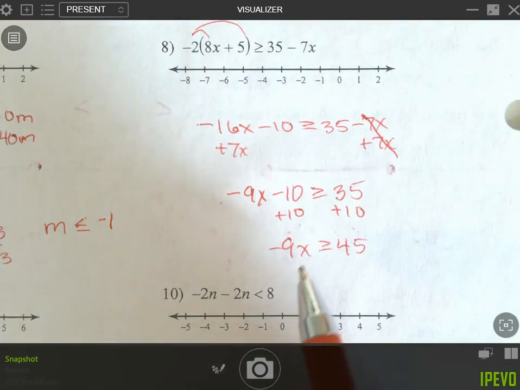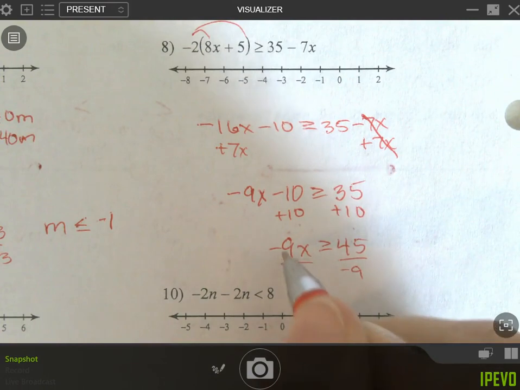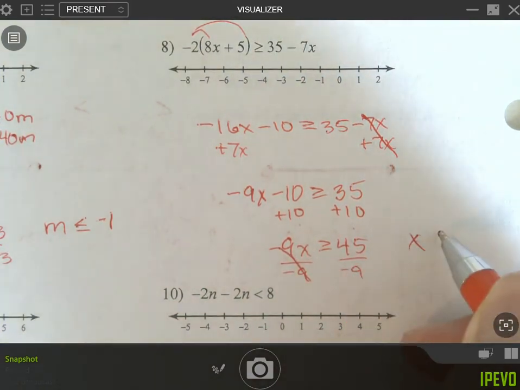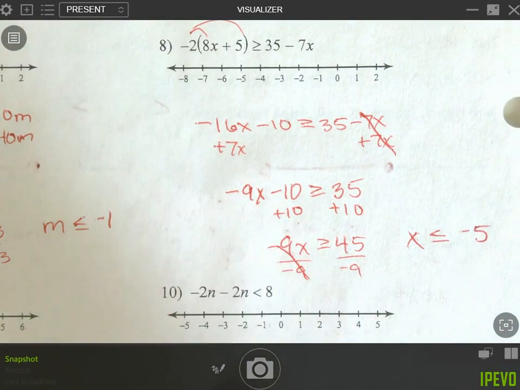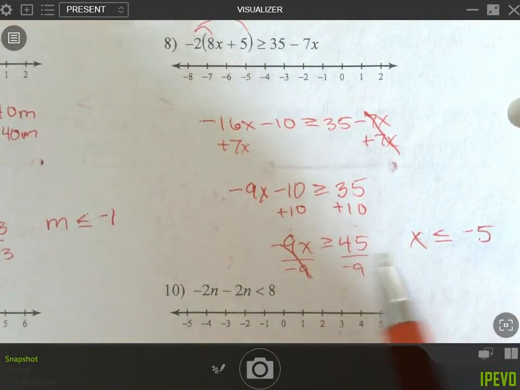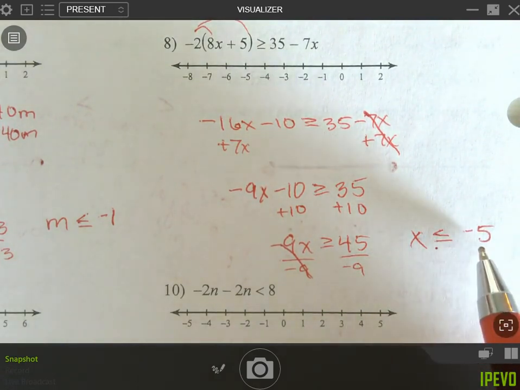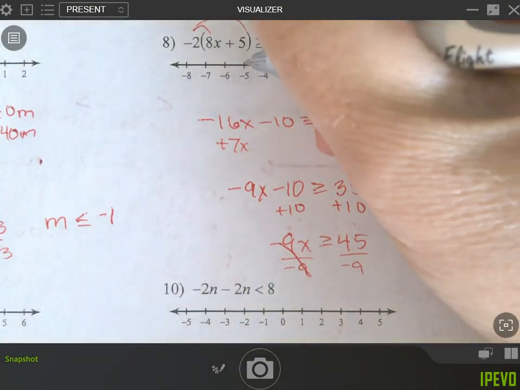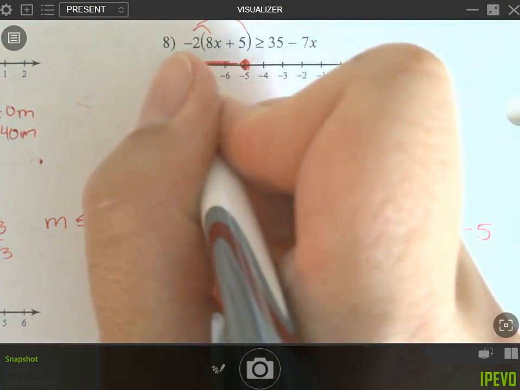So because my 9's on the left, I'm dividing by a negative. So I keep my x. X is greater than or equal to 5. But I had to flip my sign. So you got to flip your sign though. So I should have x is less than or equal to negative 5. Agreed? Open or closed circle? Closed, and then shade to the left.